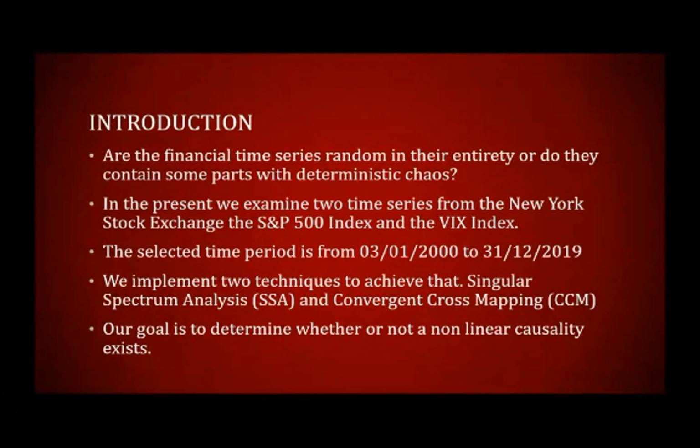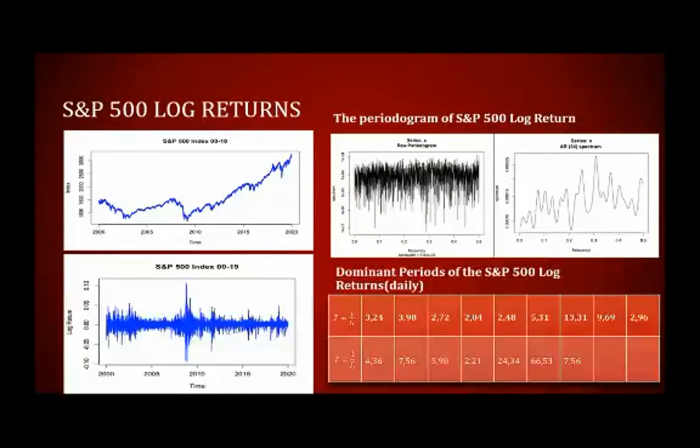The question we came to address is whether financial time series are a product of a random procedure or they contain deterministic chaos. In the present work, we have examined two of the most pronounced indexes of the New York Stock Exchange, the SP 500 and the volatility index for the period of 2000 to the end of 2019, consisting of 5,016 daily observations. Our goal is, apart from the nature of their structure, to explore the possibility of a non-linear causality between these indexes.